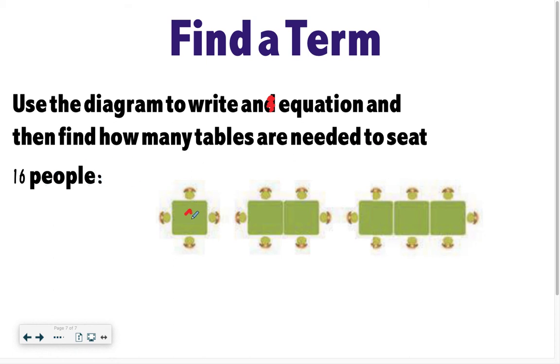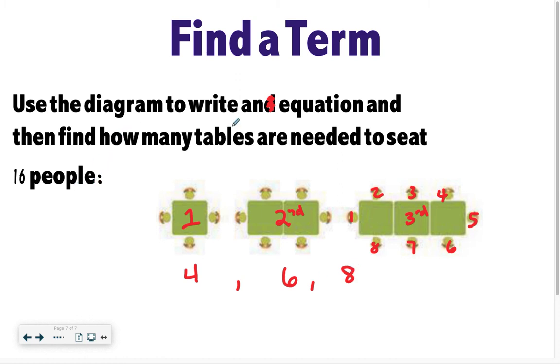So this is my first term, right? This would be my second term. This is my third term. The way we know that is how many tables there are. So for my first term, I can seat 4 people. For my second term, I can seat 1, 2, 3, 4, 5, 6 people. And for my third term, I can seat 1, 2, 3, 4, 5, 6, 7, 8 people.